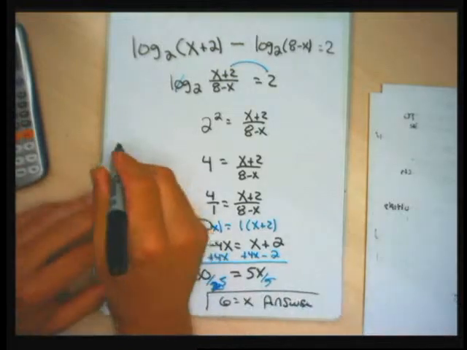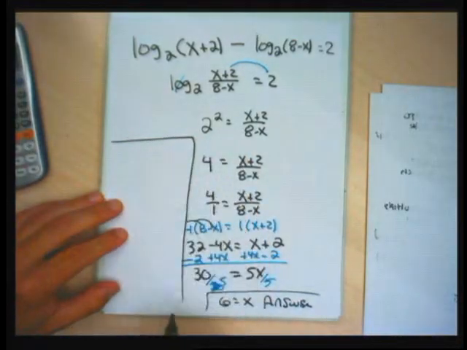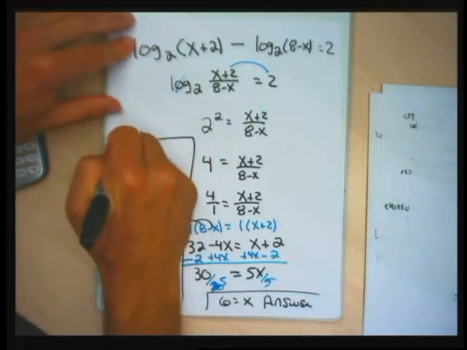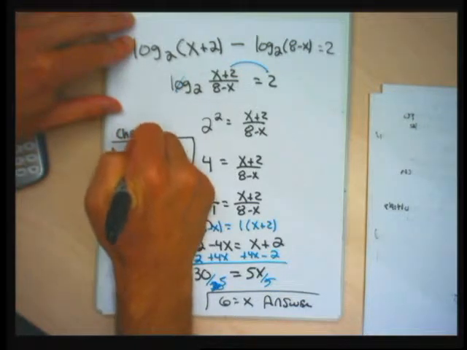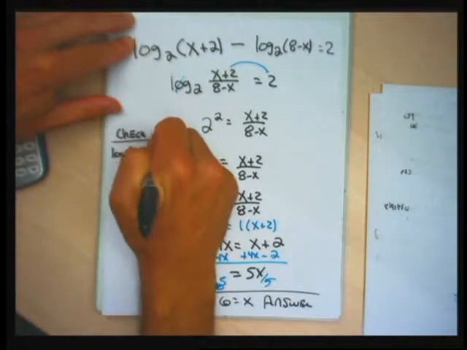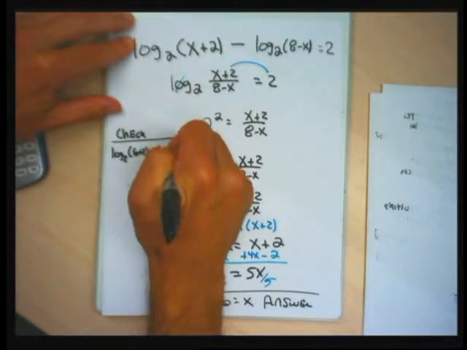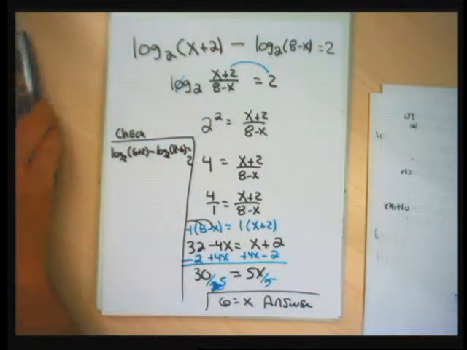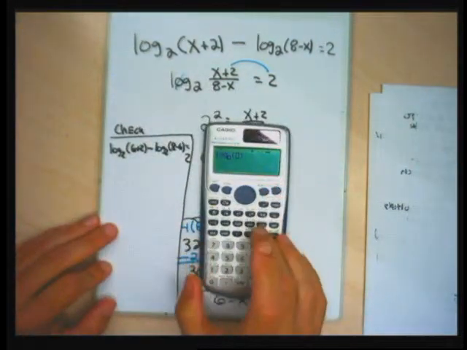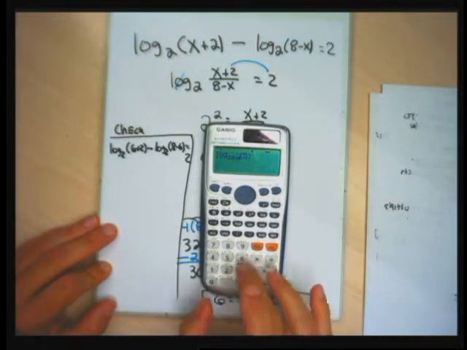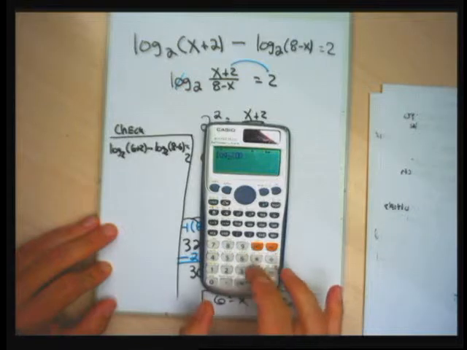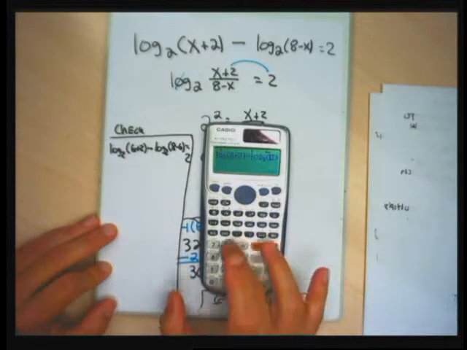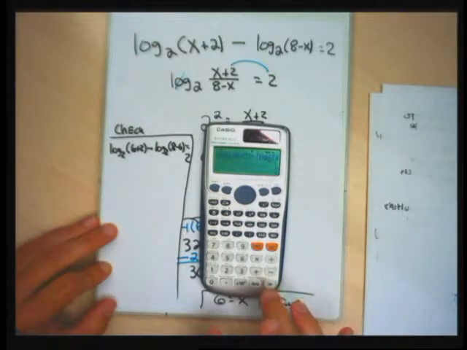I'm going to try to check it. I have a lot of room to check this, so I'm going to check it right here. For my checking, I'm going to go to the original problem and see if the log base 2 of 6 plus 2 minus the log base 2 of 8 minus 6 equals positive 2. So quick check. Log base 2 of 6 plus 2 minus the log base 2 of 8 minus 6, and that equals 2.